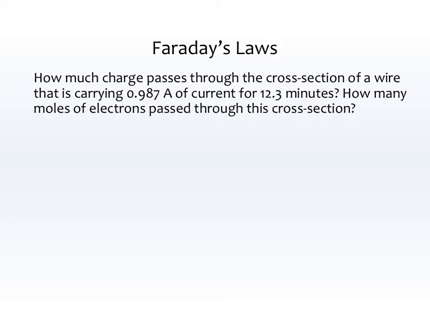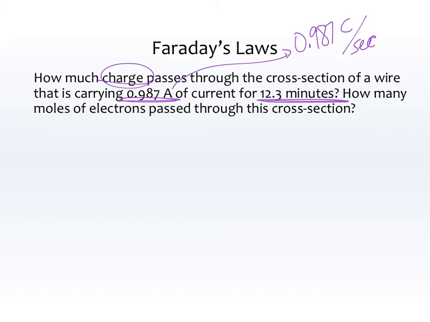How much charge passes through the cross-section of a wire that's carrying 0.987 amps of current for 12.3 minutes? And remember that 0.987 amps is the same thing as saying 0.987 coulombs per second. So instead of using current is equal to charge over time and then converting units, I'm going to just do this as a giant factor label problem. I really like to think of all of these as just giant factor label problems, and you can really just get everything that way.